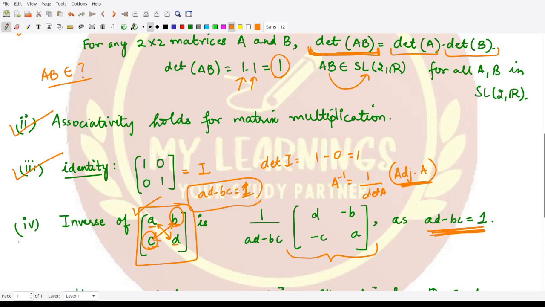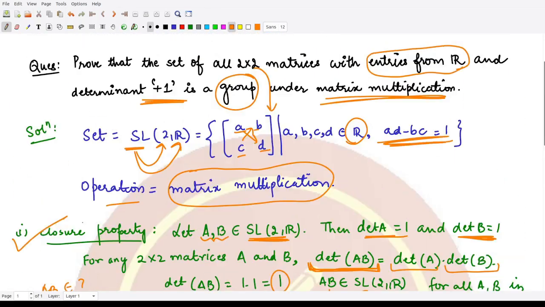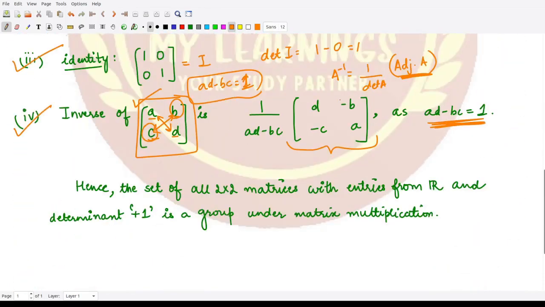Hence we have its inverse. Hence we have inverse for all the group members here, all the elements of this particular set. Hence we label this as a group, which is a group under matrix multiplication, correct?